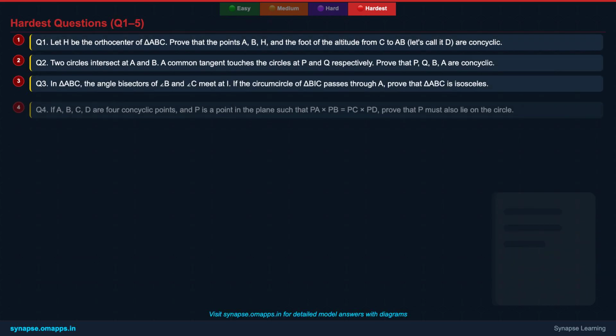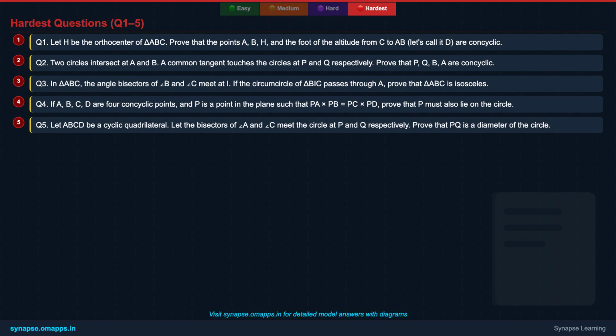You've explored the depths of concyclicity. Now, challenge yourself with these first 5 extremely difficult questions. These problems demand a comprehensive understanding, often requiring multiple theorems, advanced constructions, and creative problem solving. Don't get discouraged if they seem tough. Competitive math is all about persistence and logical thinking. Read each question carefully, draw detailed diagrams, and try to connect the given information to the various conditions for concyclicity. Good luck, and remember, every attempt is a step towards mastery.